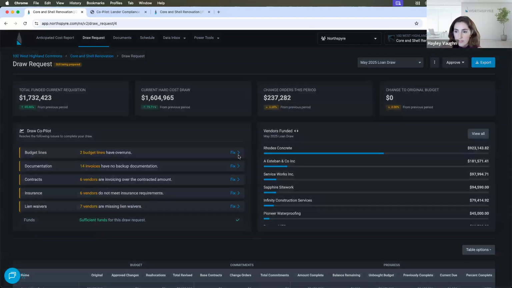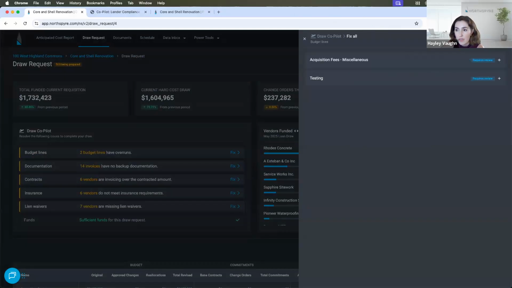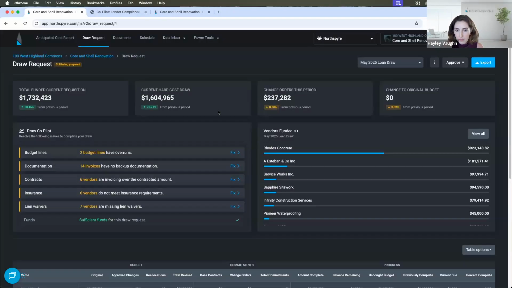If we click into any of these, you can see I have automatically all of the budget lines identified in this example where overruns exist. I can fix them all at once as an option, which would create the reallocations for me. I can go in one by one and look at them in a more detailed manner, maybe I don't want to do the fix all option. I can also ignore a specific case. Maybe it's an exception and I need to ignore it. But again, flagging all of these proactively so that you can make sure all of your T's are crossed and I's dotted before you submit your draw request.